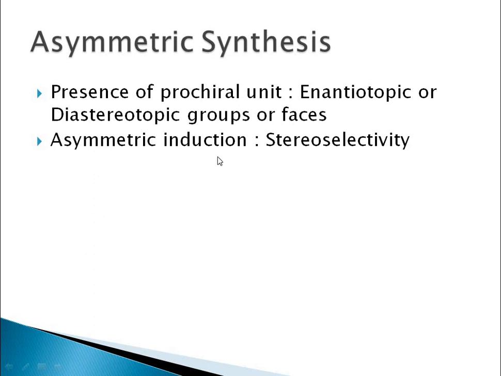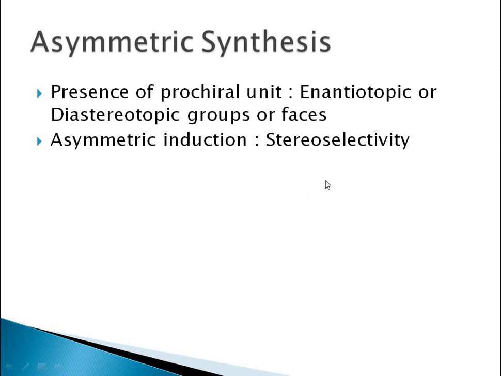Asymmetric induction implies stereoselectivity. If we get the R and the S form in equal amounts, then it is not asymmetric synthesis. Of course, we are synthesizing chiral compounds, but we will be getting a racemic mixture, so that won't be asymmetric synthesis. Only when there is stereoselectivity, that is, one isomer is formed in excess over the other, do we say asymmetric synthesis is taking place.